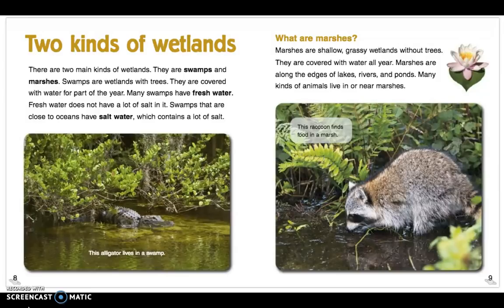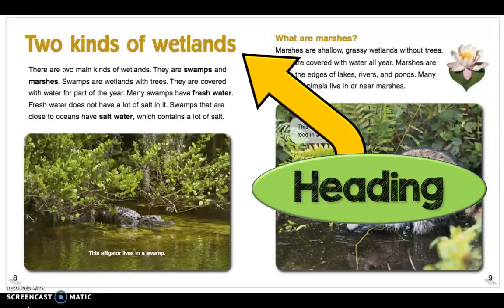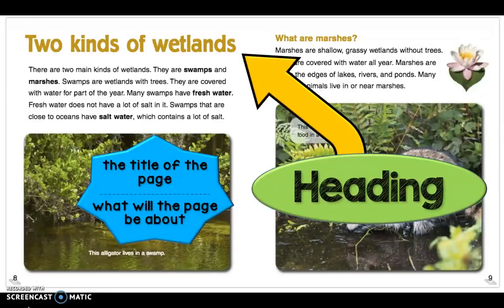On this page, it starts with a heading. A heading is the title of each page. It's going to tell you what the page will be about. If I'm looking for mammal babies, I won't find it on this page because the heading says 2 kinds of wetlands. So that means that our page is going to be about the 2 kinds of wetlands, swamps and marshes.